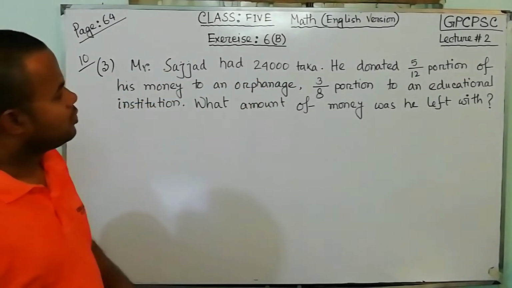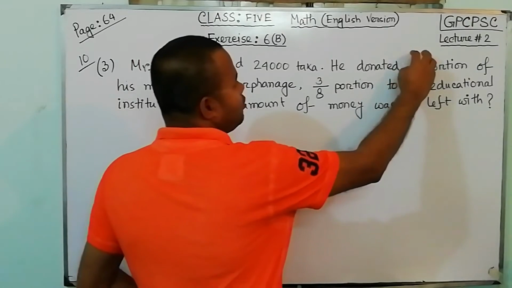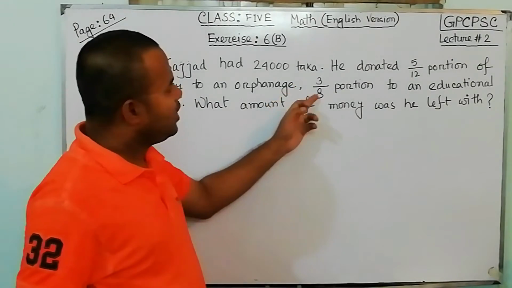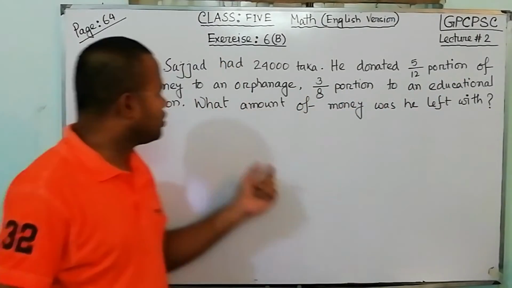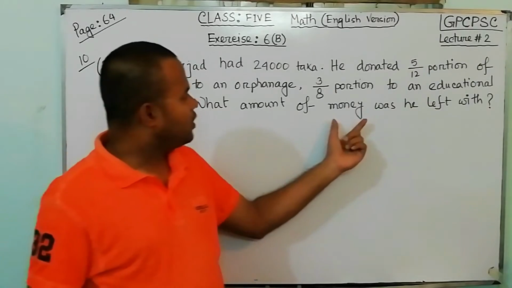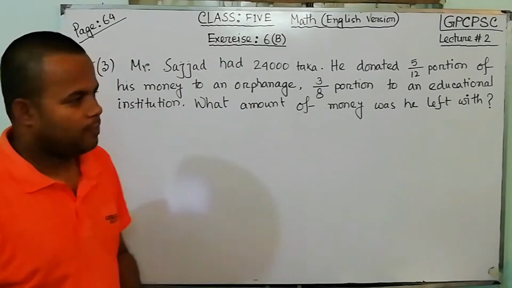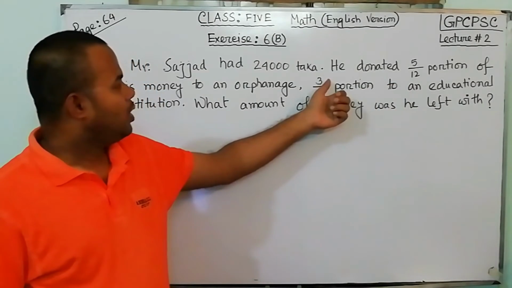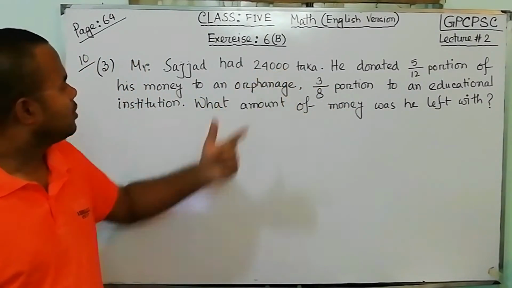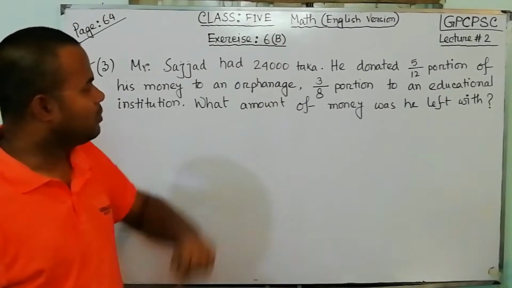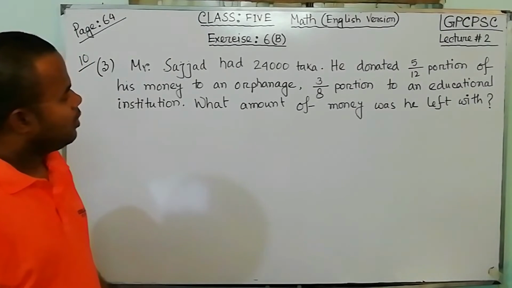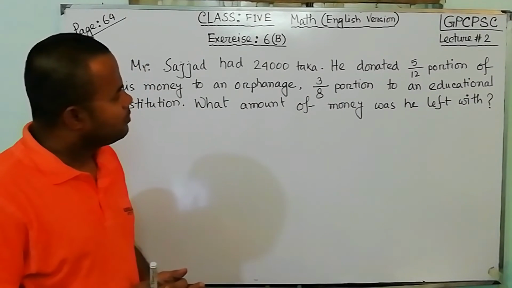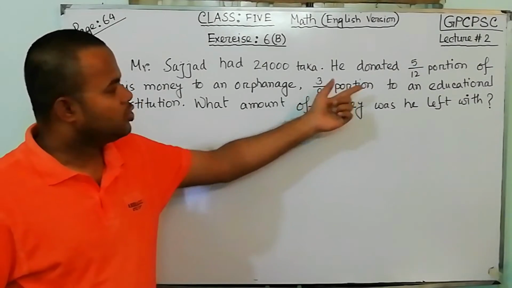That is, he donated 5 by 12 portion of his total money, that is 24,000 taka, and 3 by 8 portion to an educational institution. What amount of money was he left with? That means he donated 5 by 12 portion and 3 by 8 portion from his total money, so at first we have to find out how much portion he donated.